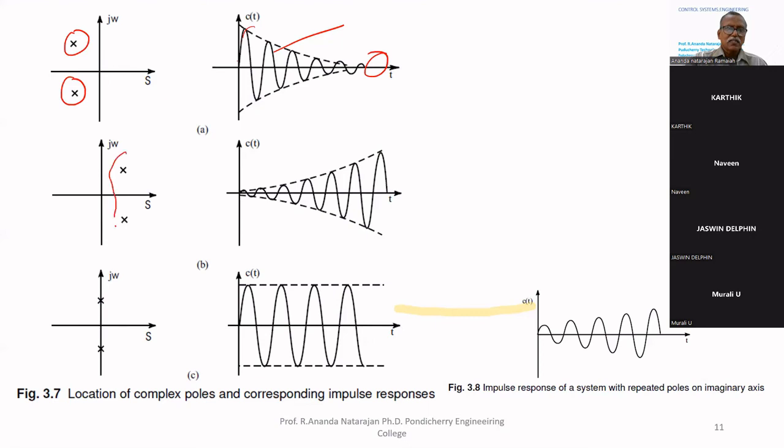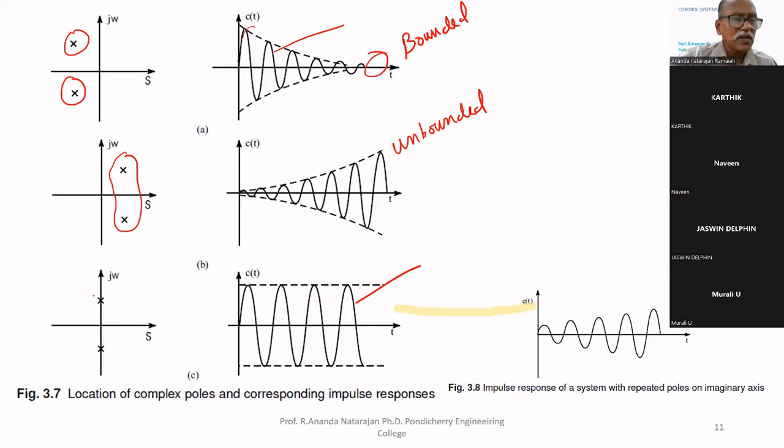Here, the poles are on the right hand side. If we give a punch, what will happen? Its amplitude goes on increasing. Unstable system, unbounded output. This is bounded output.